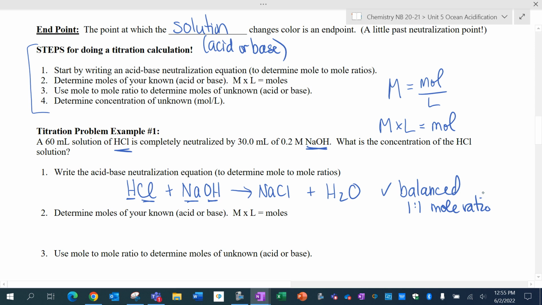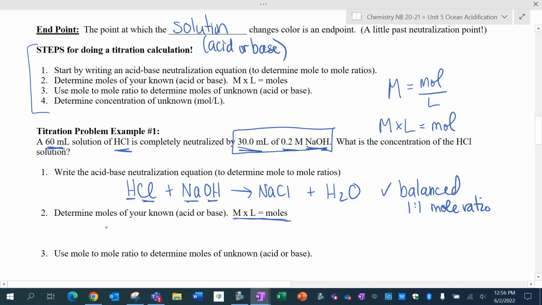Notice how I'm given two volumes, 30 milliliters and 60 milliliters, but I'm only given molarity for one of these things. So NaOH, I have more information about. So my NaOH is what we call my known. I know the molarity and the volume of my NaOH.